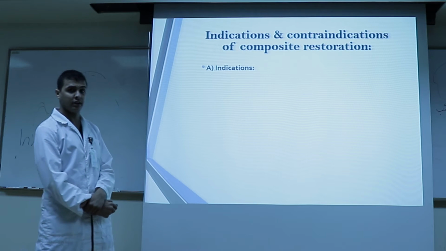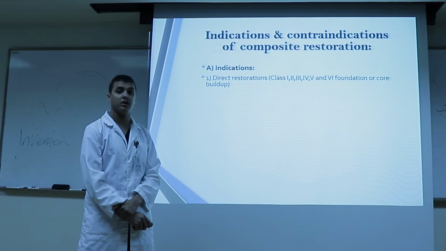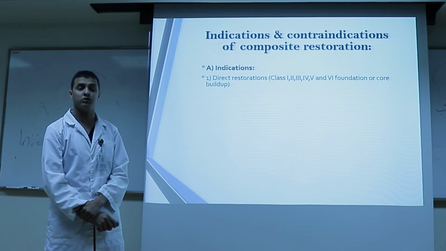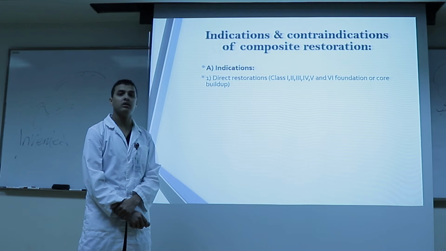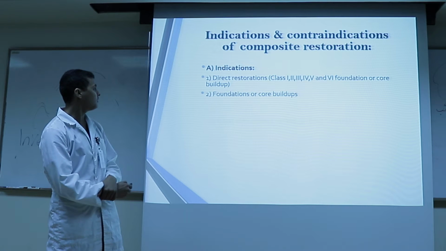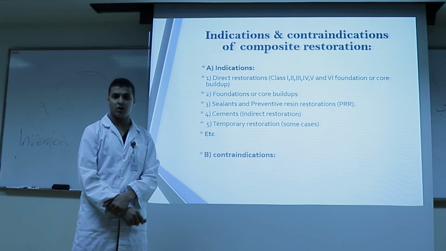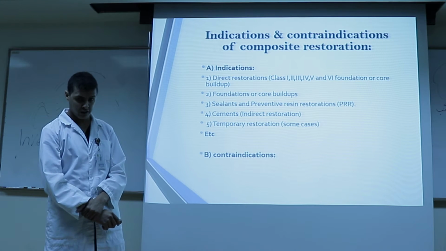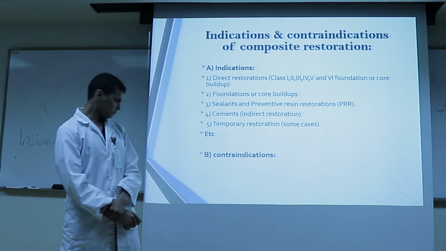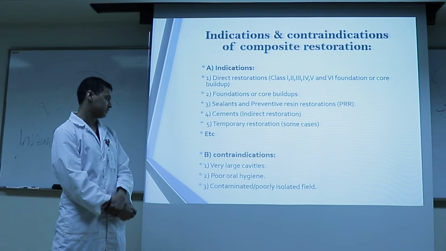Indication and contraindication. Indications: we can use composite in direct restoration in class one, and we can use it for temporary restoration, for cement for indirect restoration, and for foundation or core build-up. Contraindications: we can't use composite for fairly large cavities, with poor oral hygiene, or if I can't isolate.